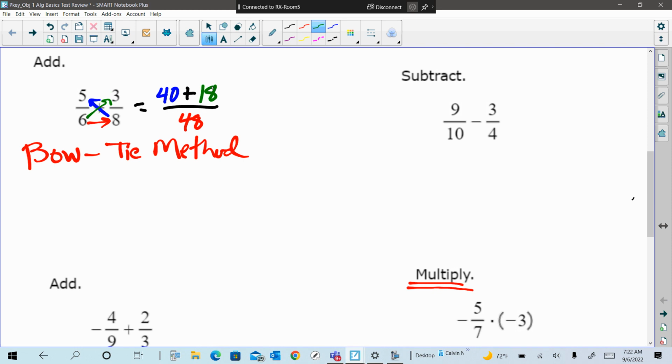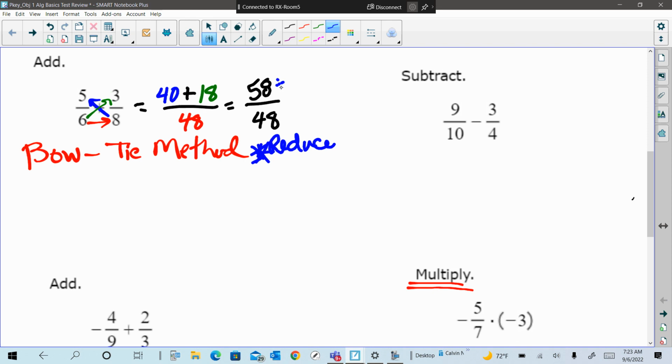So now we have the bottom. So we're just going to simplify the top. This becomes 58 over 48. And this can be reduced. Okay, I'm going to put a star next to that. So we're asking what 48 and 58 have in common to simplify them.